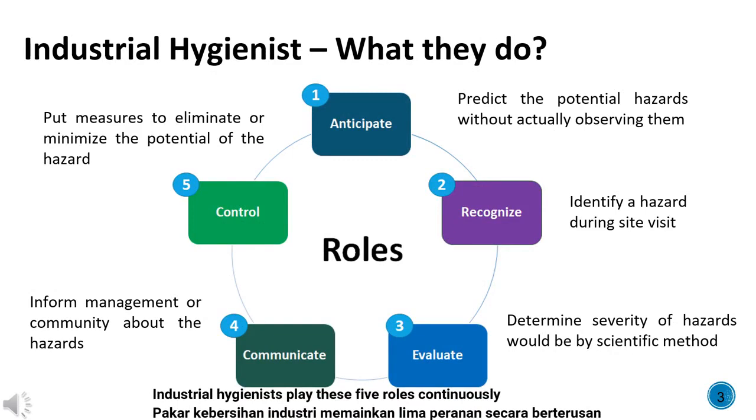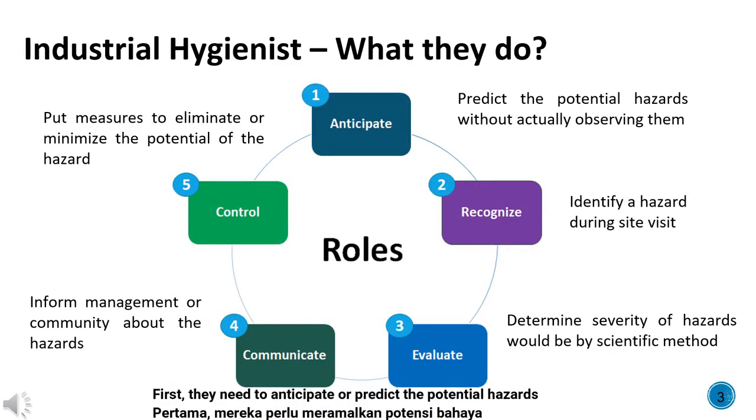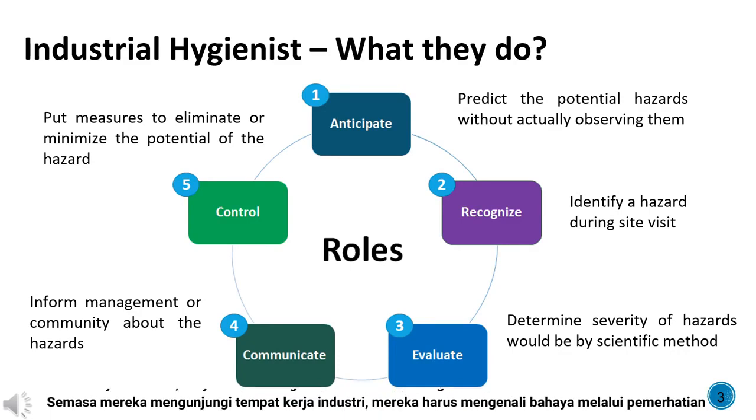Industrial hygienists play these 5 roles continuously. First, they need to anticipate or predict the potential hazards. When they visit sites, they have to recognize the hazard through observation.